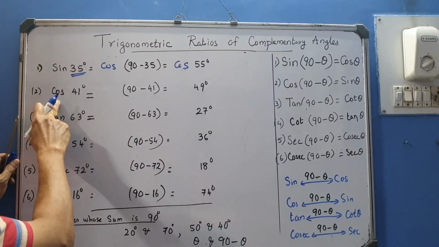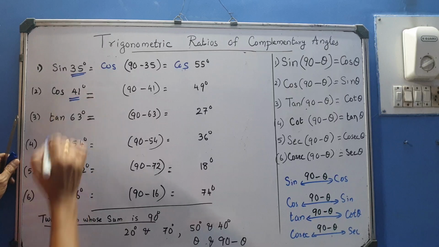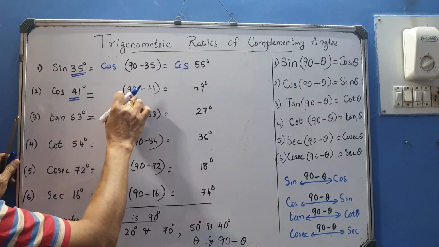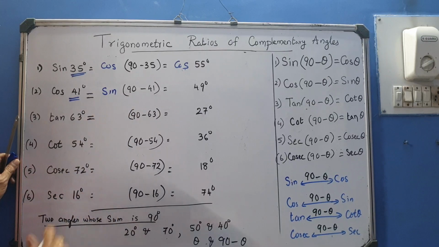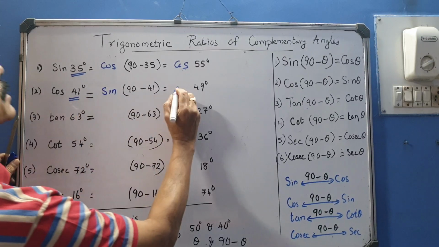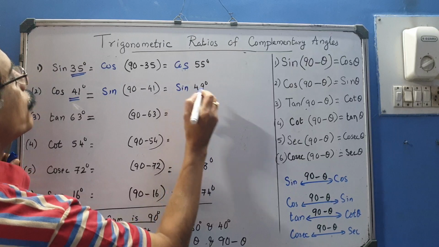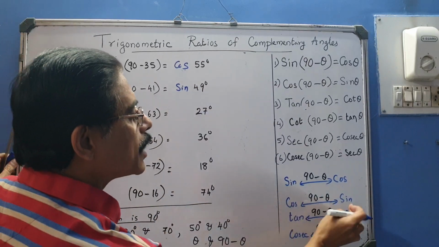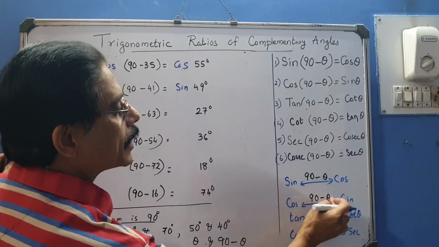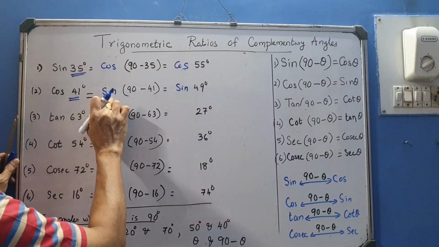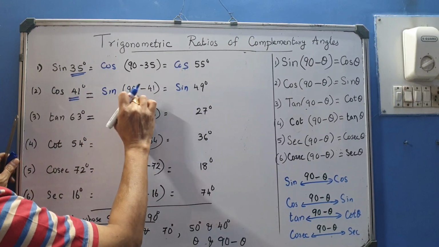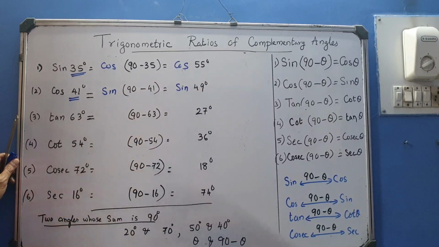Now look at the second example, cos 41. 41 is the angle. If you find the complement of 41, that is 90 minus 41, cos becomes sine. So that is sine 49. Now see that cos becomes sine and sine becomes cos when you find 90 minus theta. So you find 90 minus 41, cos becomes sine, and then the angles are subtracted. 90 minus 41 gives you 49.